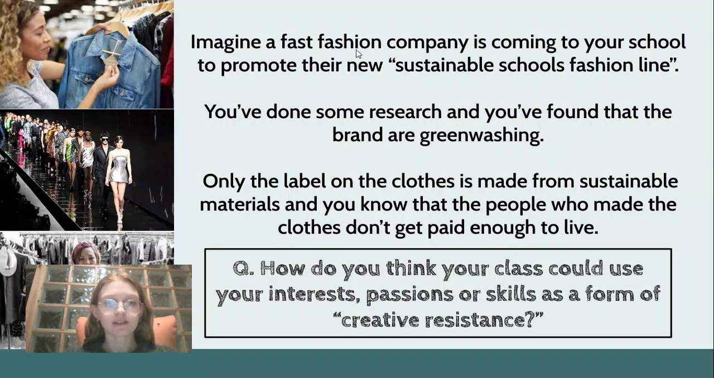This is a small activity just to start off with. So you're getting what your students have already thought about, all the skills they have, and you're just doing a quick activity. So there's a brand coming to the school to promote their new sustainable schools fashion line, but you think it's greenwashing. So very quickly, just give them 10 minutes: how could they use all the skills that they've already talked about as a form of creative resistance, and let them think as crazy as possible. If they're all into football, you could say, maybe they hold a football match at the front of the school with a green ball to say you're greenwashing, you're not coming into our school. Let them think big and creative.